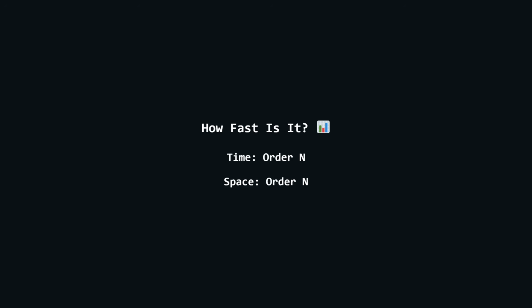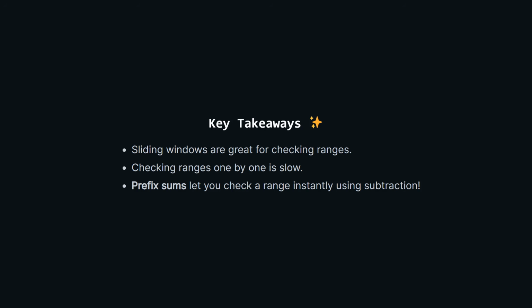Let's talk complexity. Because we only loop through the string once and do simple math at each step, the time complexity is order n. Since we created arrays to store our data, the space complexity is also order n. The major key takeaway for this problem is learning to combine techniques. A sliding window alone was too slow, but by adding a prefix sum, we turned a slow loop into instant subtraction. Keep that trick in your back pocket.